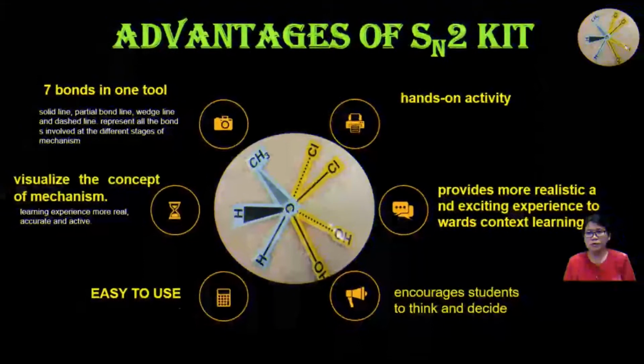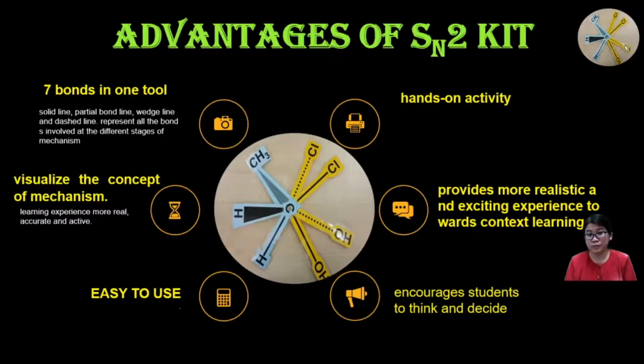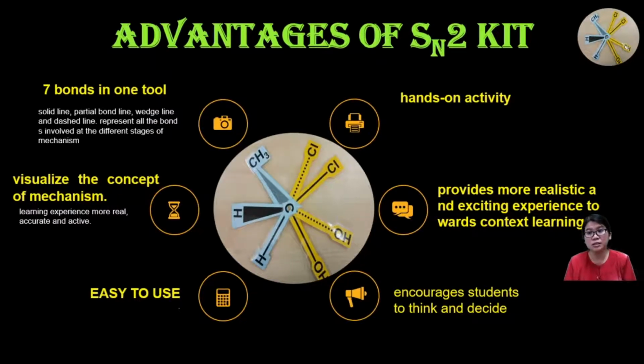To achieve our objective, the SN2 kit was constructed. The SN2 kit is a kit used to help students to master the SN2 reaction mechanism. It consists of 7 bonds in 1, 2, which represent all the bonding involved in the mechanism. To use the kit, students need to decide which bond is involved in each step of the mechanism.